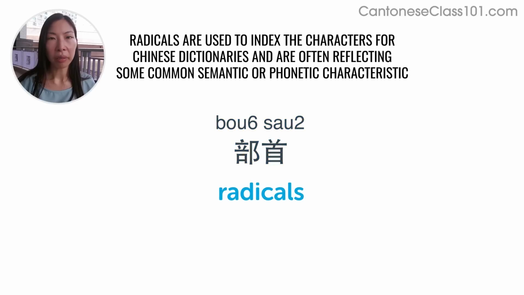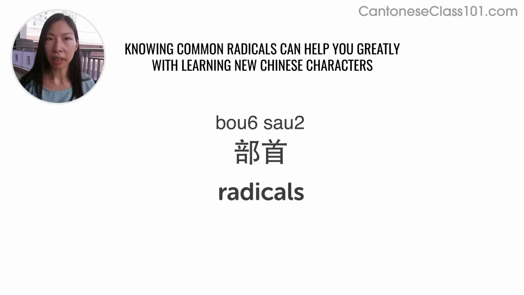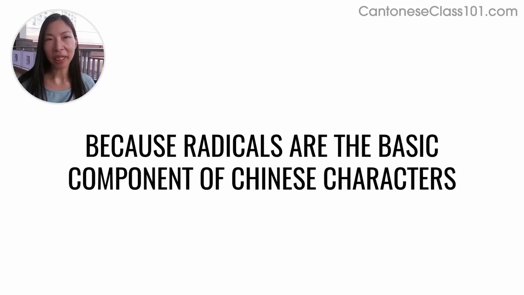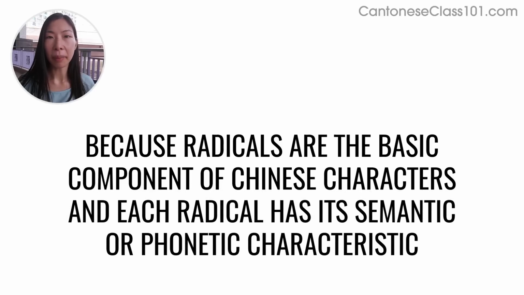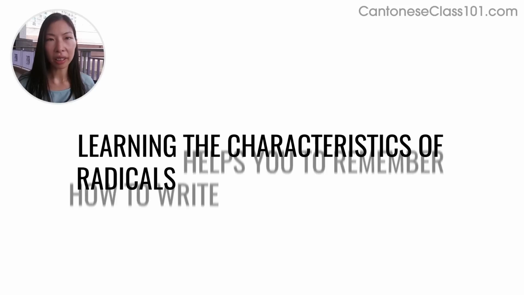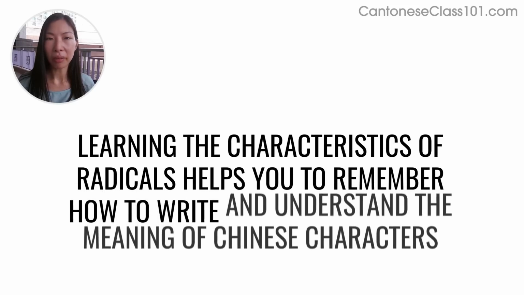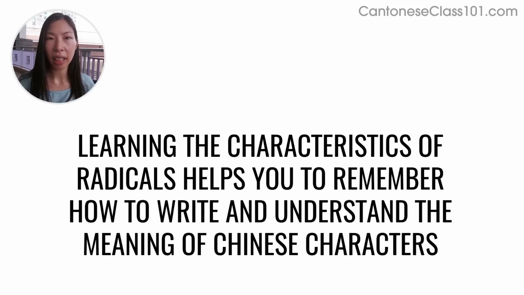部首, which are the radicals, are used to index the characters for Chinese dictionaries and are often reflecting some common semantic or phonetic characteristic. Knowing common radicals can help you greatly with learning new Chinese characters. So, how can radicals help you in learning Chinese characters? Because radicals are the basic components of Chinese characters, and each radical has its semantic or phonetic characteristic. Learning the characteristics of radicals helps you to remember how to write and understand the meaning of Chinese characters.